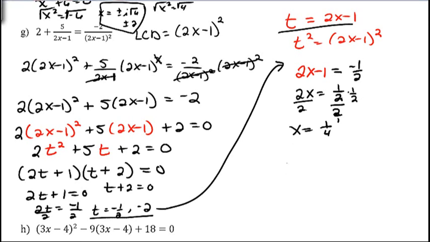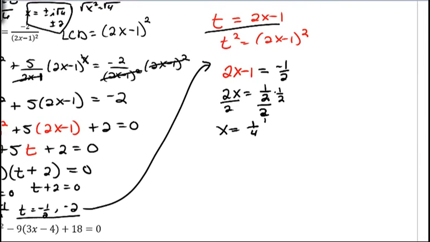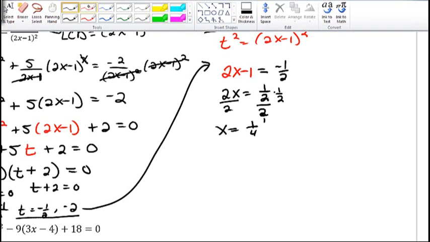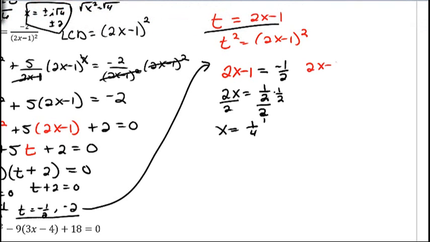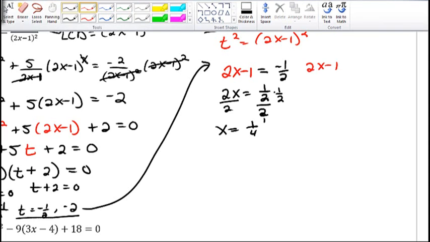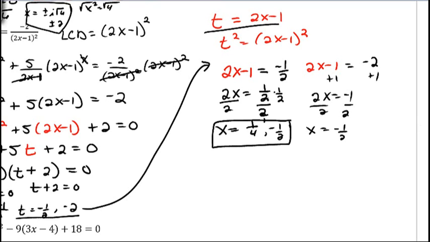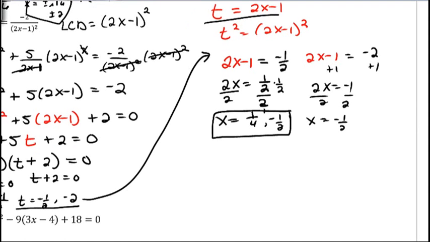Do the same thing with the other value we got, which was negative 2. So if we use our colors, that would be 2x minus 1 equals negative 2. So we're going to add 1 to both sides, and we get 2x equals negative 1, and then divide by 2, and we get x is equal to negative 1/2. So there are 2 solutions for this problem.